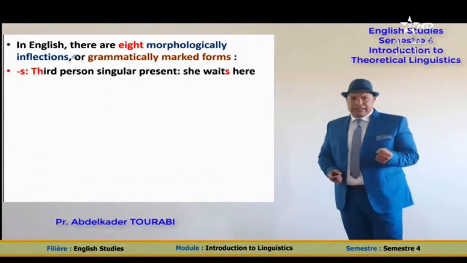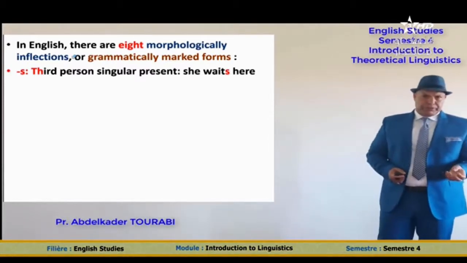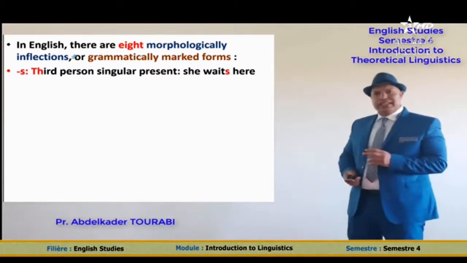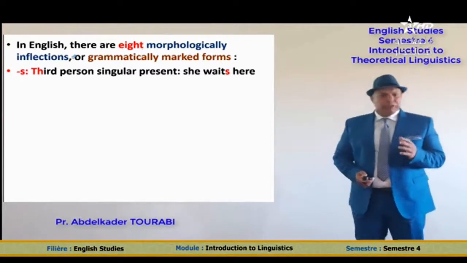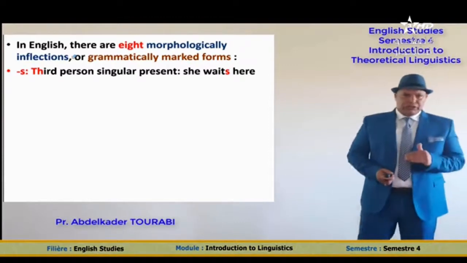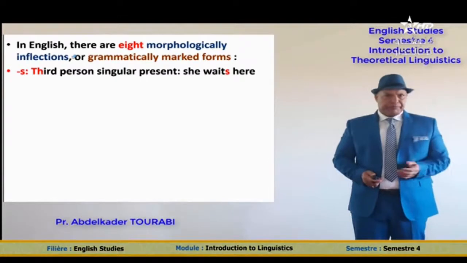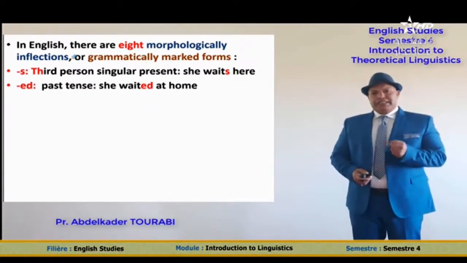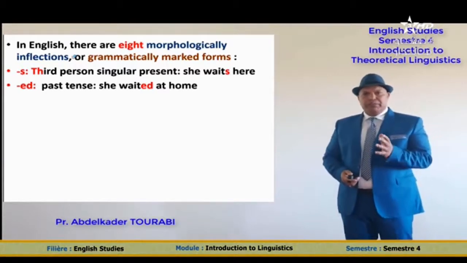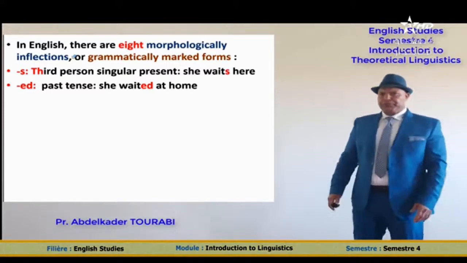We take, for example, the S, the third person singular in the present. She waits here. So we have the S here. It expresses the relationship between she, which is singular, and tense, as a present tense morpheme. ED, past tense. She waited at home. So ED is a past tense morpheme in English for regular verbs.